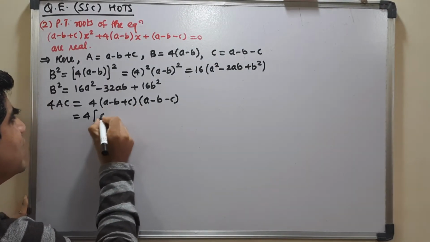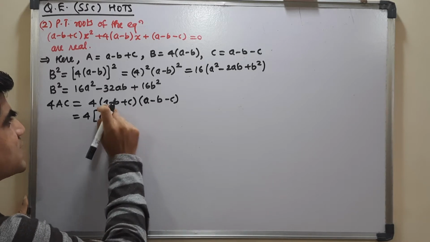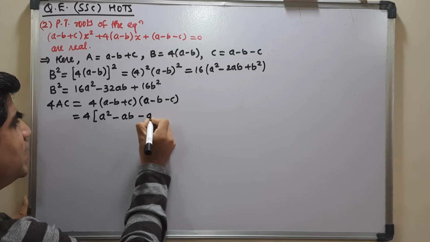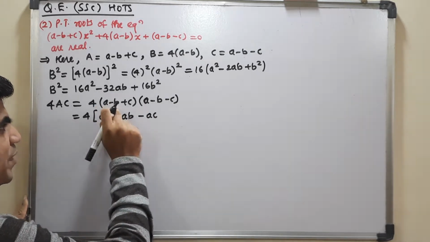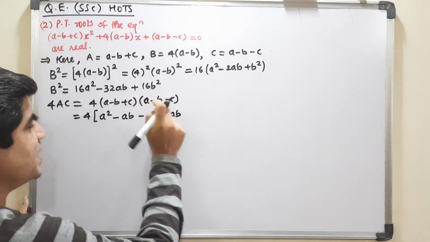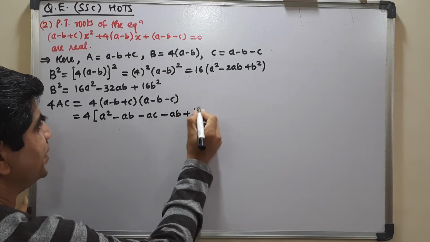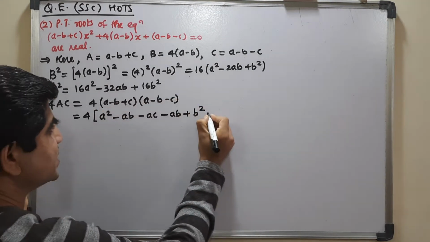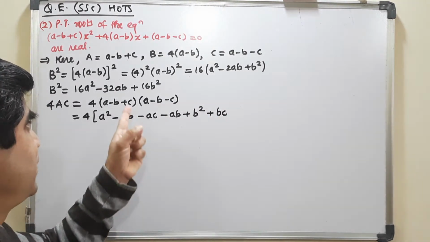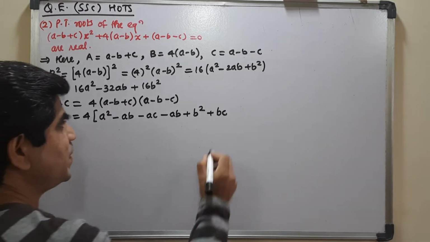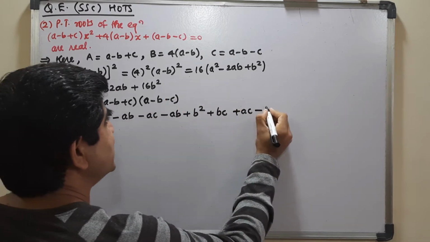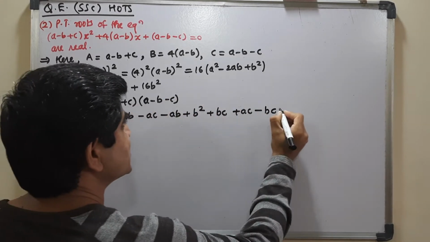A into a is a square, minus a into b is minus ab, a into c is ac, and minus sign. Now with minus b and a, it is minus ab, minus into minus is plus, b into b is b square, minus into minus is plus, b into c is bc. Now I will multiply the c to all of them. That is plus c into a is your ac, minus plus into minus is bc, plus into minus is minus c square.